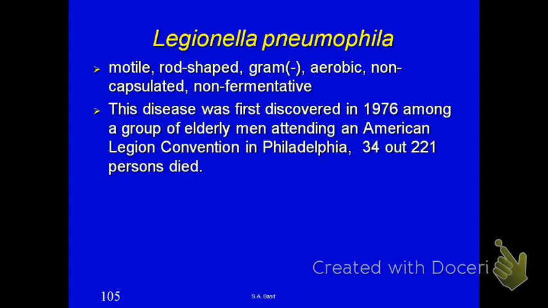Legionella pneumophila is a motile, rod-shaped, gram-negative, aerobic, non-encapsulated, non-fermentative organism. It was first discovered in 1976 during a group of elderly men attending the American Legion Convention in Philadelphia, wherein 34 out of 221 people died from the infection.